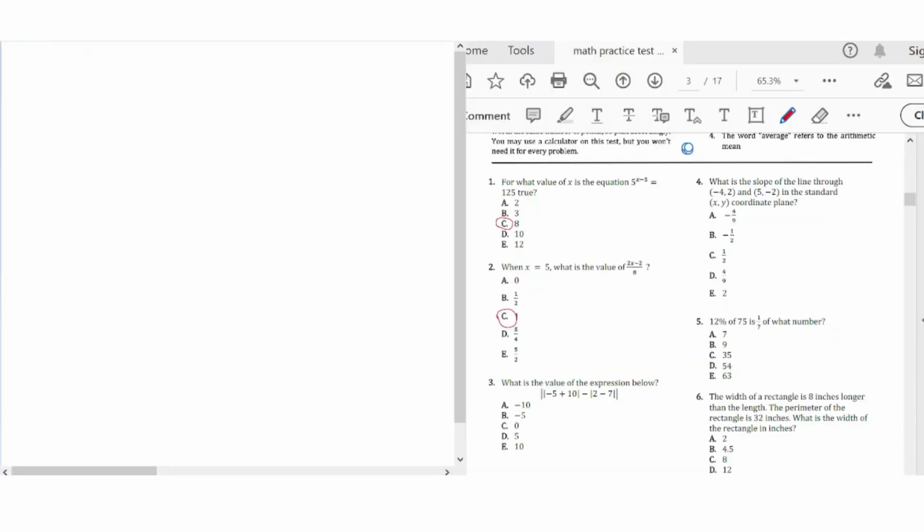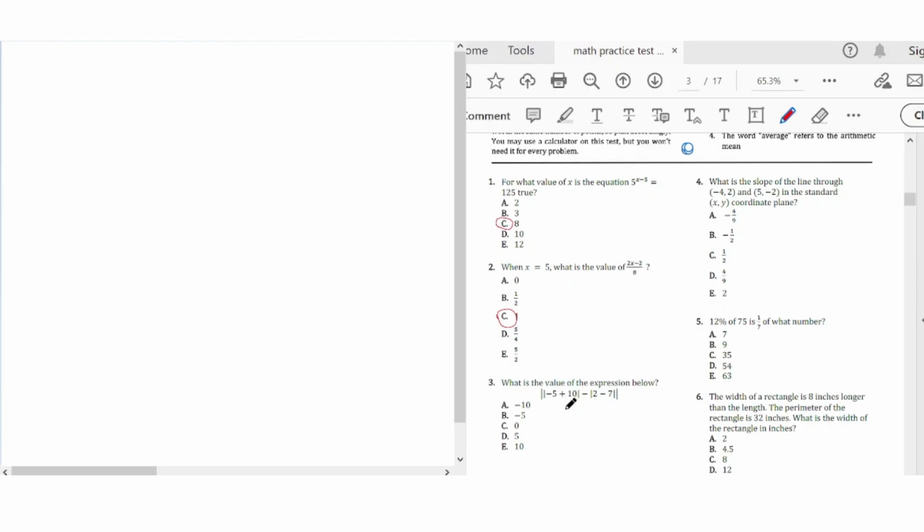All right, looking at number 3, we have some nested absolute value symbols. Now, the important thing to remember about absolute values is that they make things positive. So let's look at what we've got here. We have the absolute value of negative 5 plus 10 minus the absolute value of 2 minus 7, all in a giant absolute value. So let's evaluate each of these smaller expressions first.